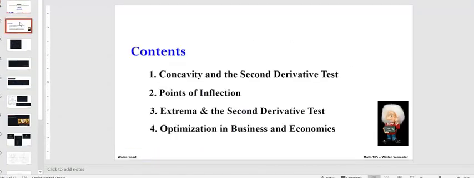The concavity and the second derivative test, the points of inflection, the extrema and second derivative test, and some optimization problems related to the business and economy.